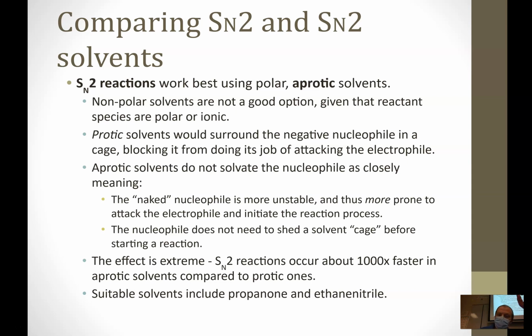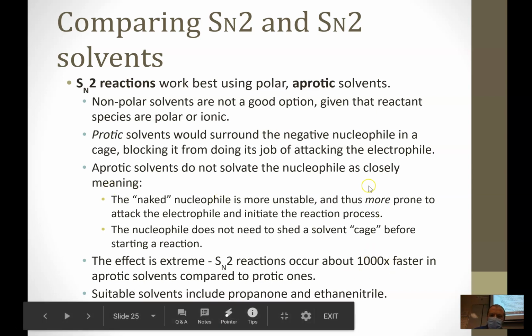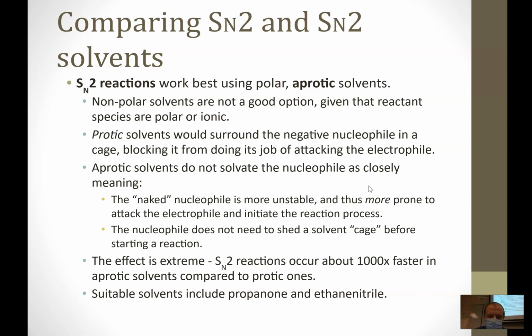So therefore, you choose an aprotic solvent because it's going to leave the negative nucleophile free pretty much, and so it's going to be more free to move. It says the effect is extreme. It's going to go about 1,000 times faster in aprotic solvents compared to protic ones. So you could use propanone, ethylnitrile. You want something polar, but something that can't hydrogen bond.